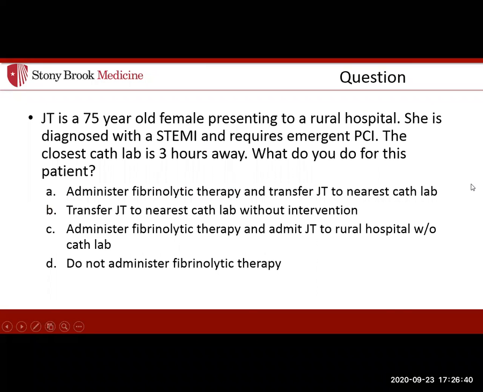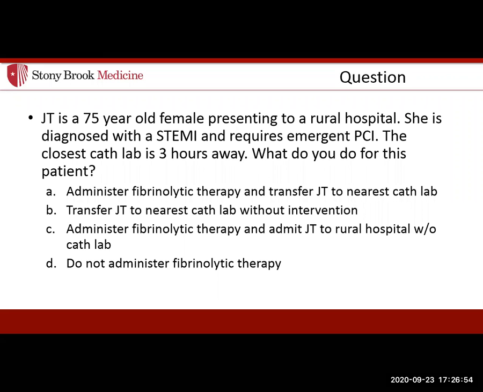Our next question is: JT is a 75-year-old female presenting to a rural hospital. She is diagnosed with a STEMI and requires emergent PCI. The closest cath lab is 3 hours away. What would you do for this patient? Yes. So the answer is A. You would want to administer fibrinolytic therapy, and that way you can have time to transfer the patient to the nearest catheterization lab, because as we spoke about before, your door to balloon time is 90 minutes.